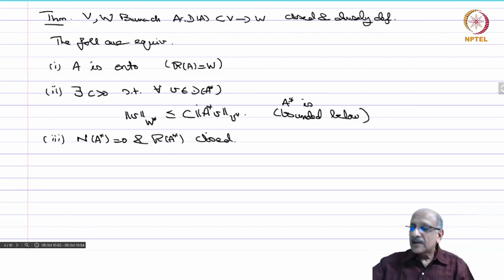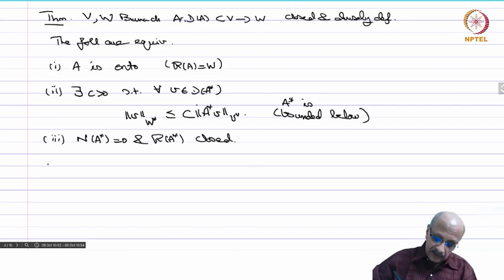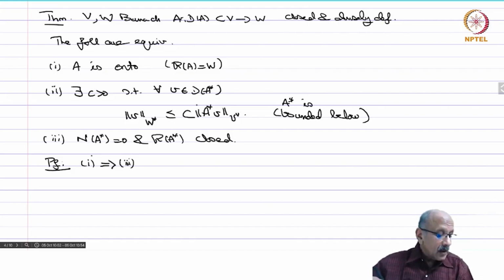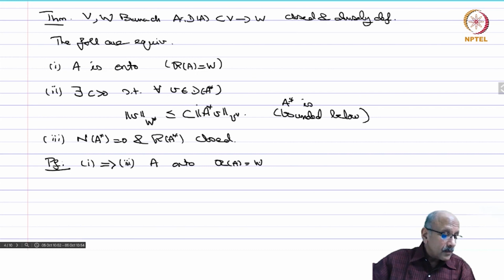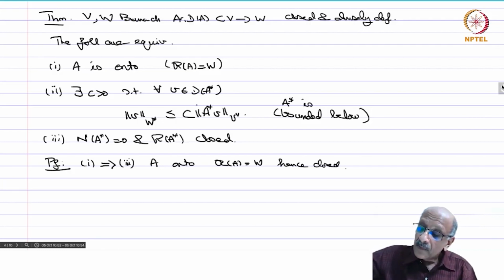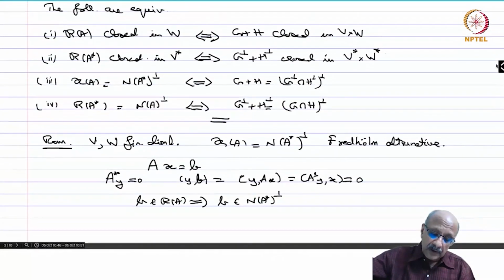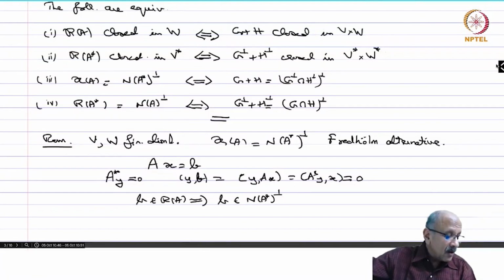So once you have a surjective map, that means you can solve equations. That is the important thing, why we are interested in such things. So proof: let us prove that 1 implies 3. So A is onto, so the range of A is W and hence closed. So we can apply the previous theorem because you have closed bounded operators. So the range of A is closed, so you have so many things.